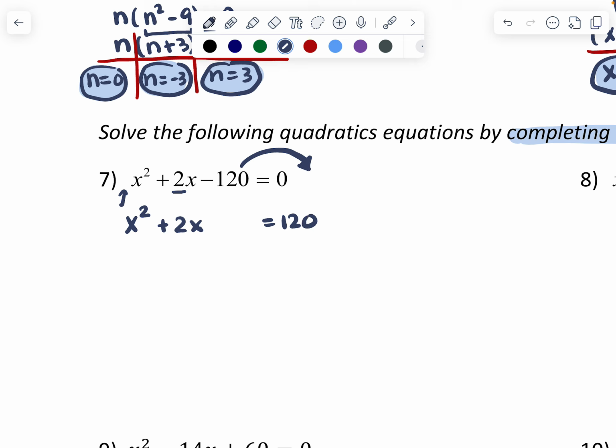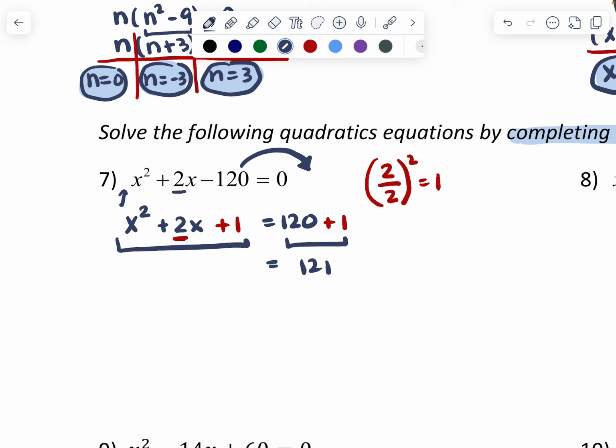Okay, now I need to find the term that completes the square. So I'm going to take this 2, cut it in half and square it. So 2 over 2 is 1. 1 squared is 1. That means I need to add 1 to both sides of the equation, right? Again, I'm doing it to both sides because I have to make sure that the equation's balanced. Okay, 120 plus 1 is 121. And then this right here, we're going to go ahead and factor that. That's just big X. So I need 2 numbers that multiply to make 1 and add to make 2, which is 1 and 1. So this is going to be x plus 1 times x plus 1, or shorter way, x plus 1 squared.